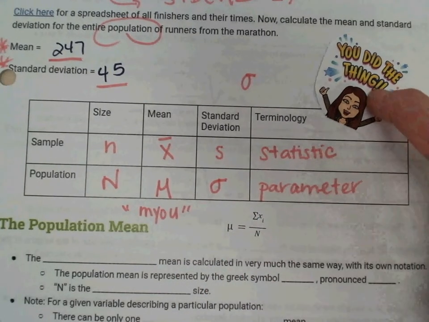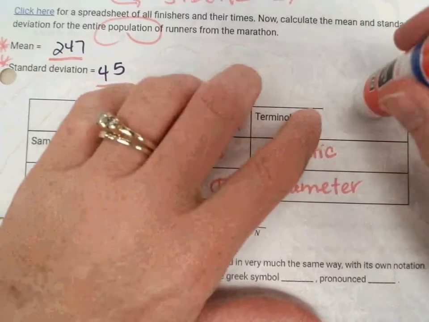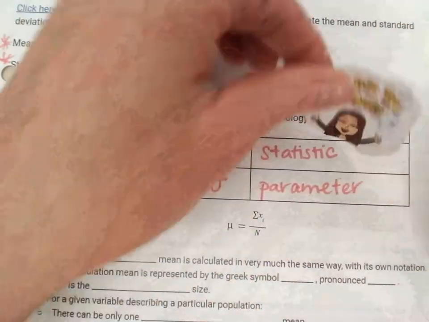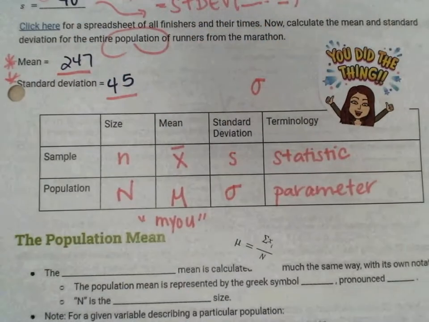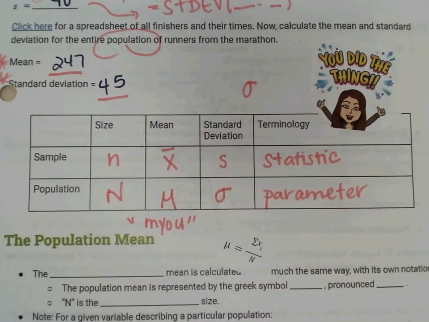You did the thing. You already calculated. We already experienced the population standard deviation and the population mean. Well done. Glue it in. Yes, I'll give it to you right here. Thanks, Evan.